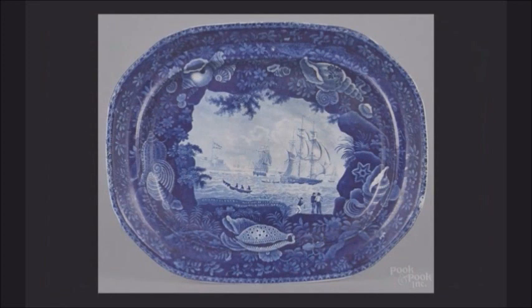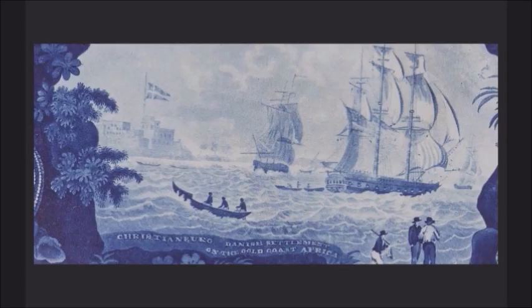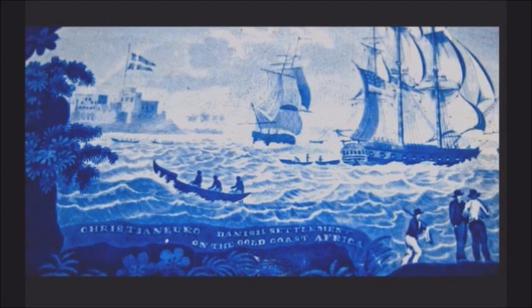This one, too, is manufactured in the Americas in the 1830s. And you can see on it that it's of Christiansborg, the Danish settlement on the Gold Coast of Africa. You can see it's an American ship because it's flying the American flag here, probably as part of the effort to suppress the slave trade. Interesting idea that you put that on a plate in order to have a meal.